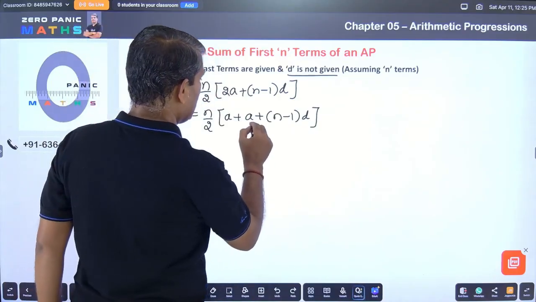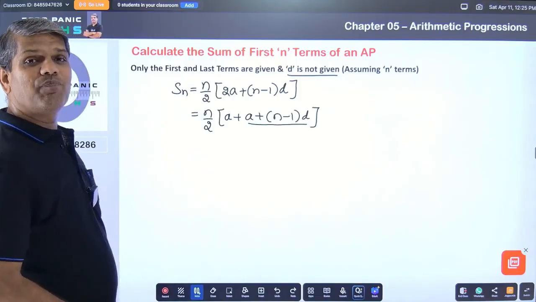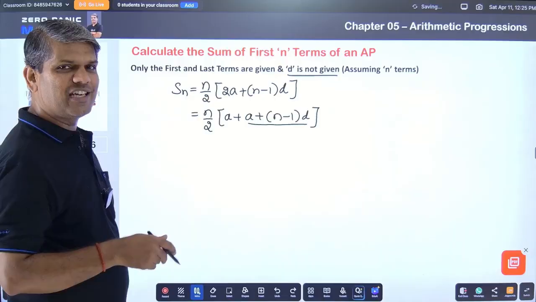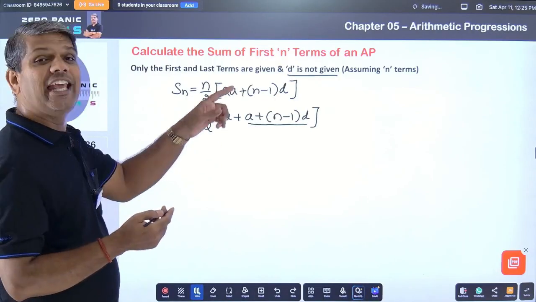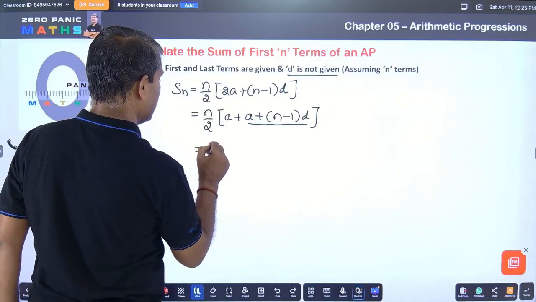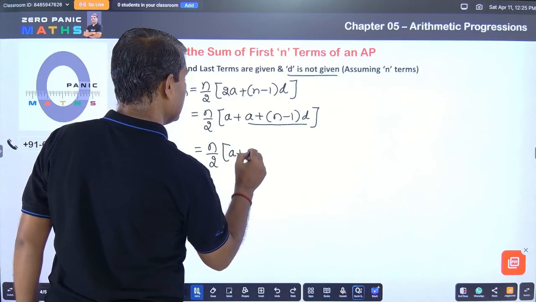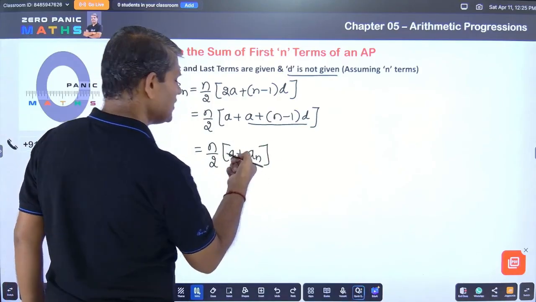And what is this? a plus n minus 1 into d. That is the formula to calculate the nth term. And what is that nth term? an. So you can say it is n by 2 into a plus an.